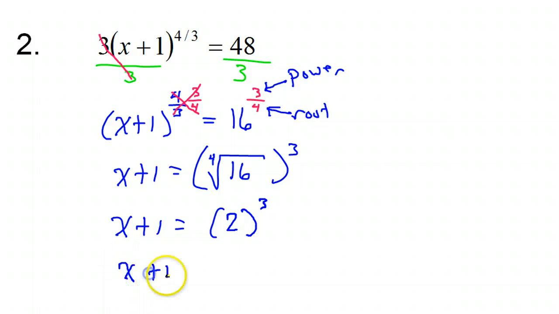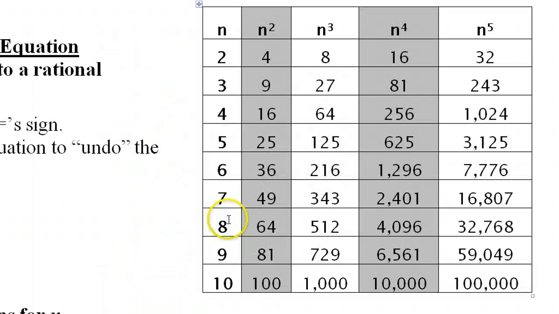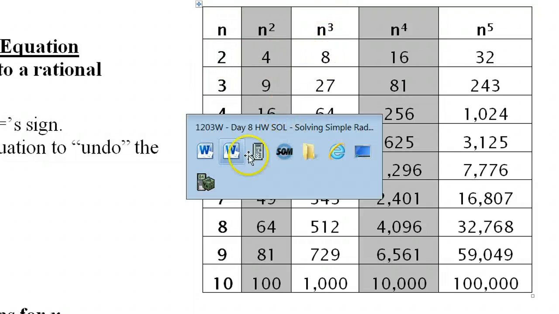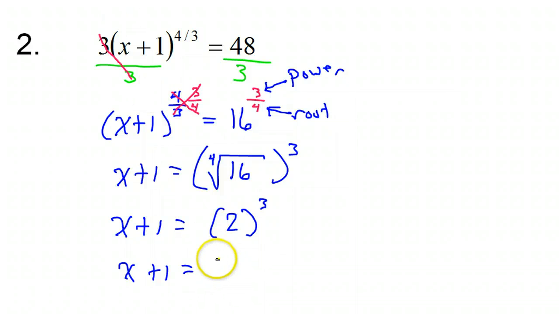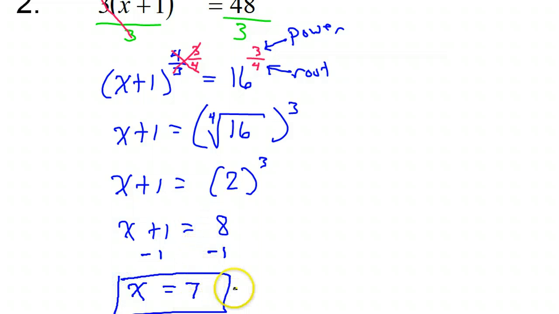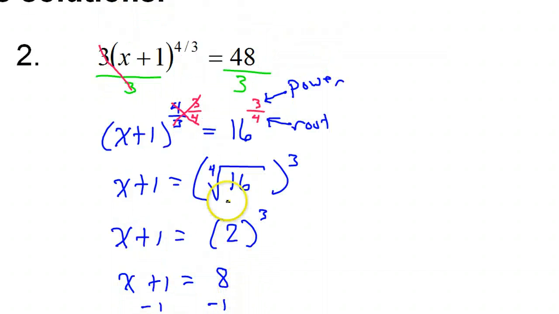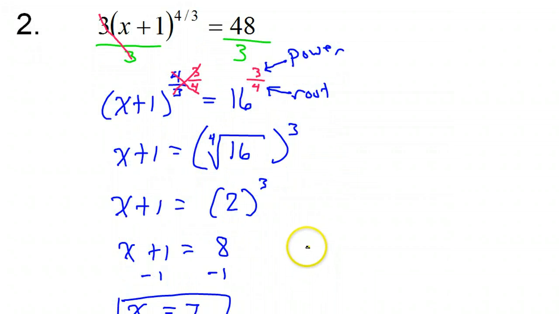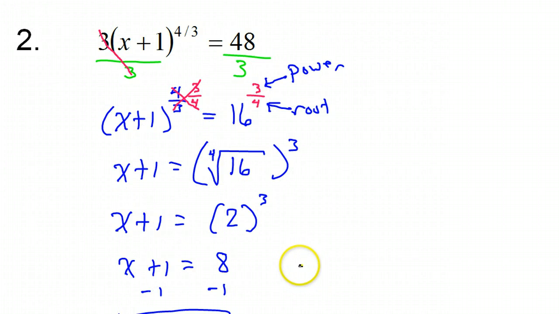So I've got x + 1. Now I know what this is in my head, but if you didn't, then you would go 2 to the 3rd power is 8. So I'd have 8, and then I would subtract 1 from both sides, so I'd get x = 7. Okay, so this is the answer unless it is extraneous. I'm going to leave it to you to check this answer by plugging 7 back in, following through, and making sure that you really get 48. But you do. So make sure that you do.